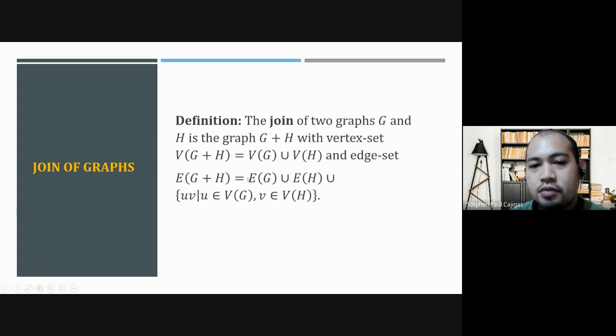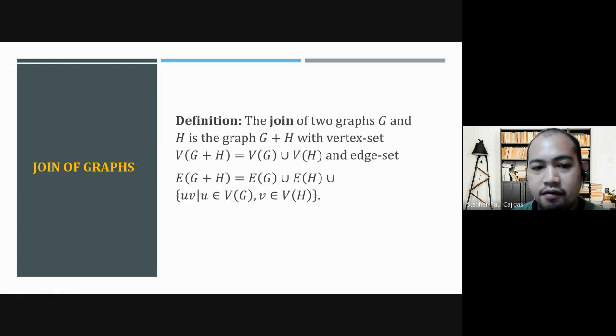Now it gets a bit trickier with the edge set of the join. What you do, still, is you get the original edges of the graph G, get the original edges of the graph H, and then we will now be adding new edges. What are the new edges that we will be adding? We will be getting all of the vertices of the graph G and then connecting them with the vertices of graph H.